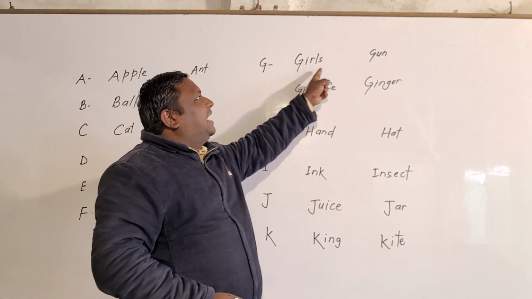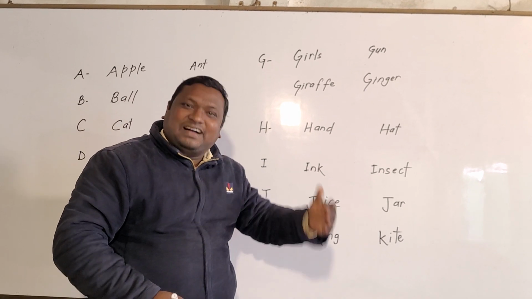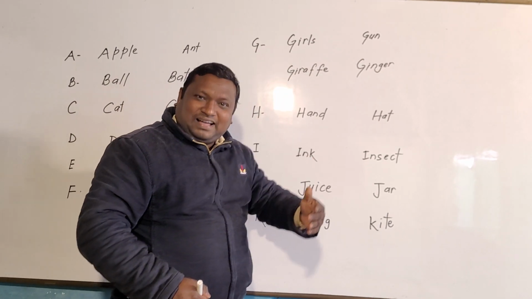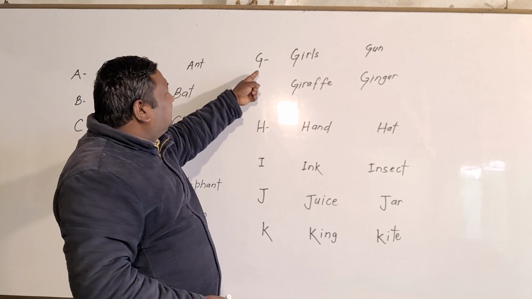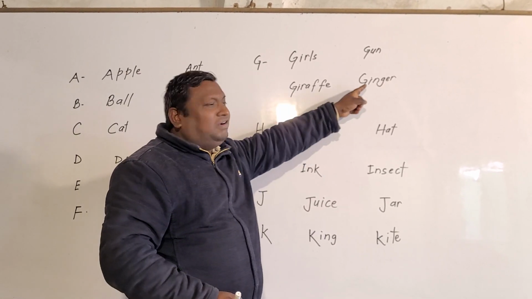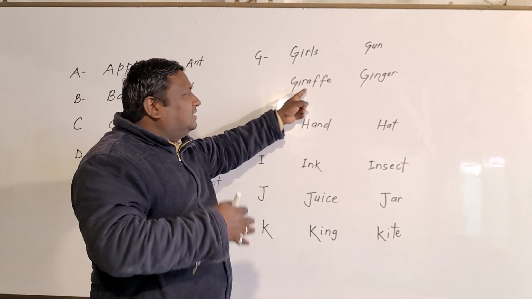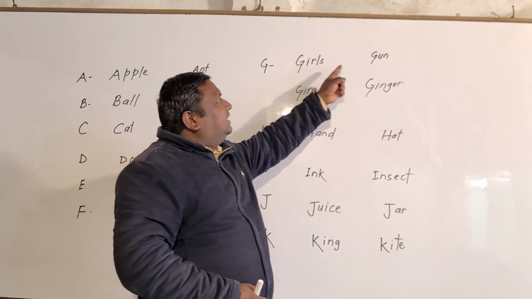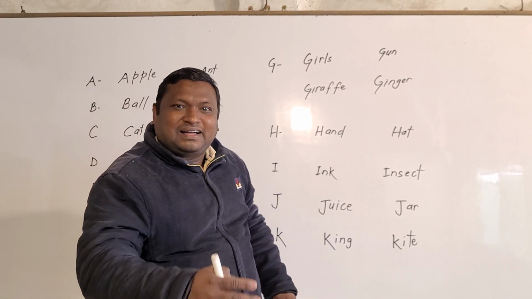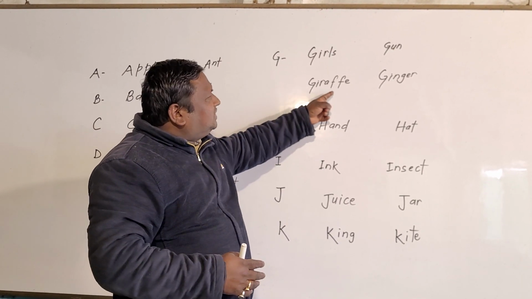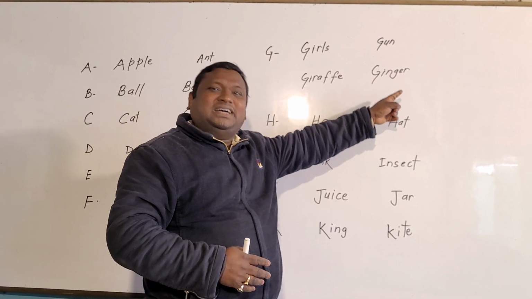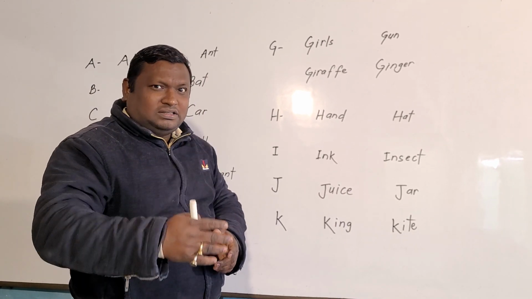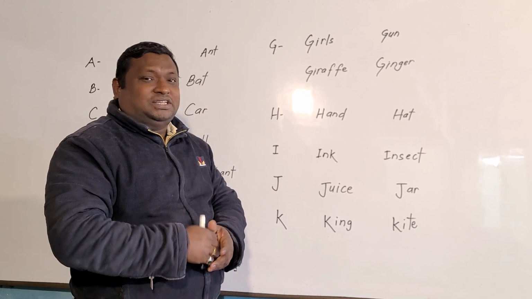G for girls and G for gun. G, g, g. G for giraffe and G for ginger. J, j, j. Again, G for girls and G for gun, g, g, g. G for giraffe and G for ginger, j, j, j. Two different sounds are there for G. One is g, girls, gun, and another is j, that is giraffe and ginger.